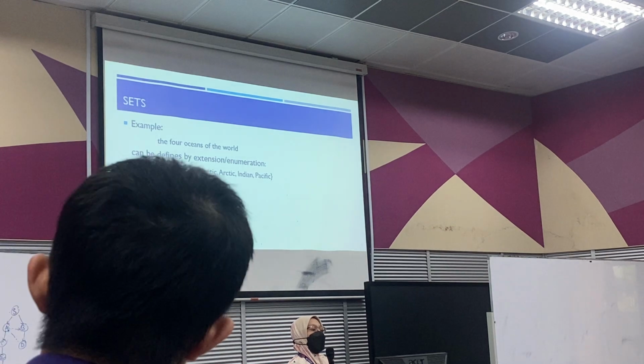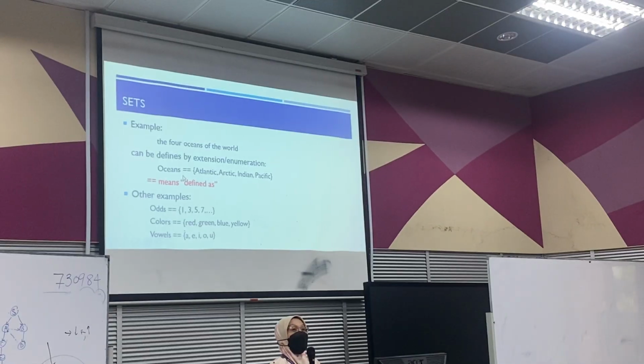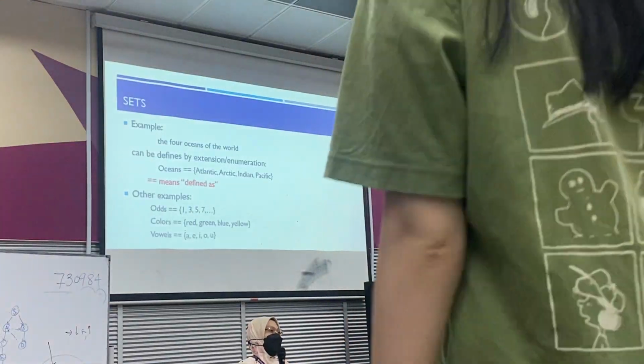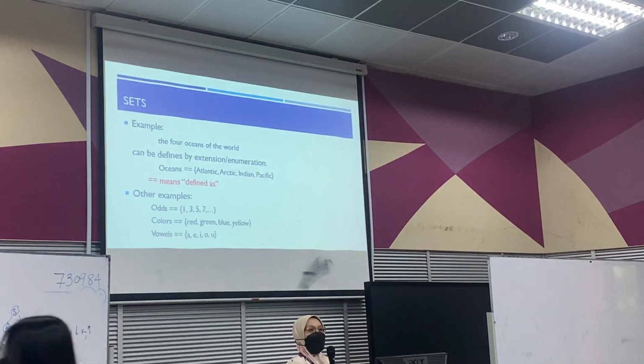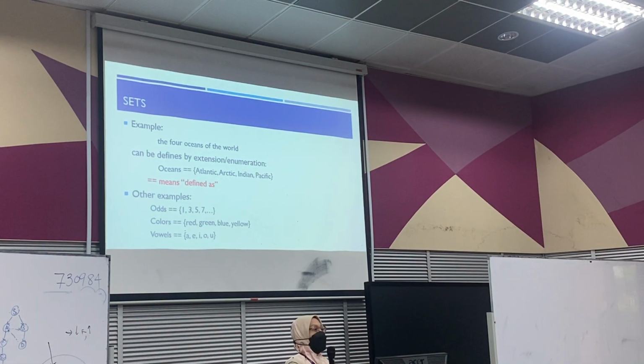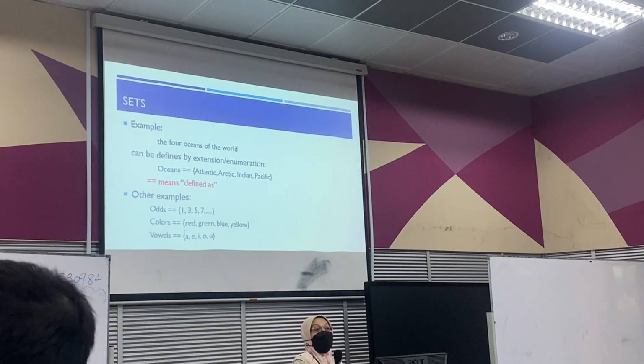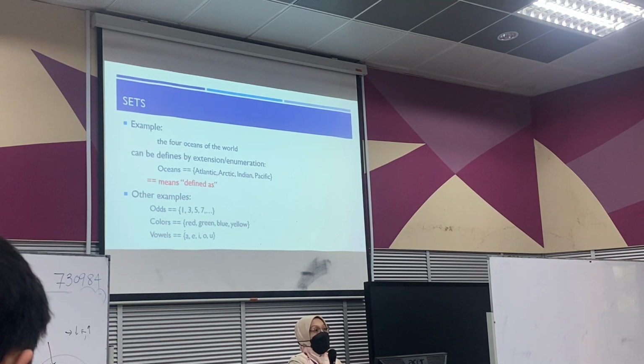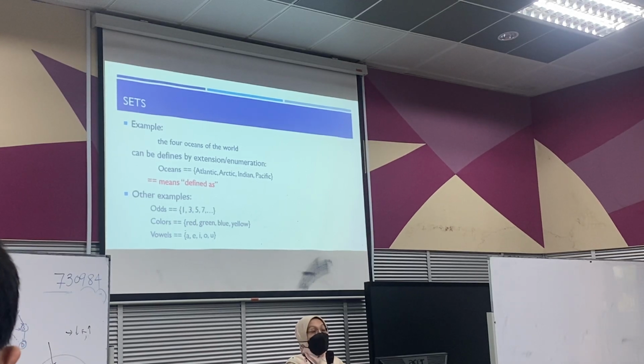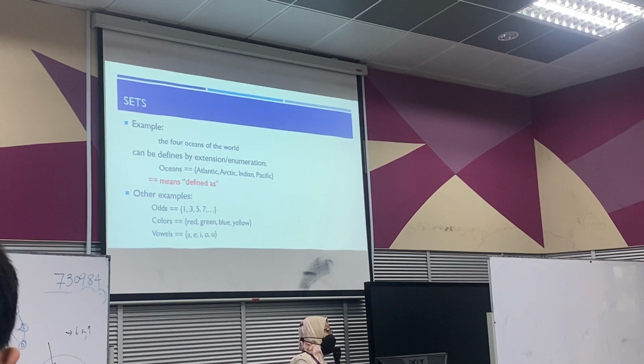What does the double equal mean? I know that in your programming, equal means compare. When you write programming and you want to compare whether A is the same as B, you normally put double equal. But in Z, double equal does not mean compare. Double equal means define as. Okay, define as. What does define as mean?